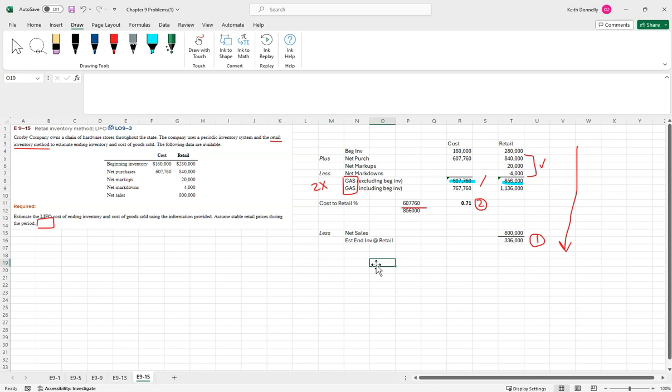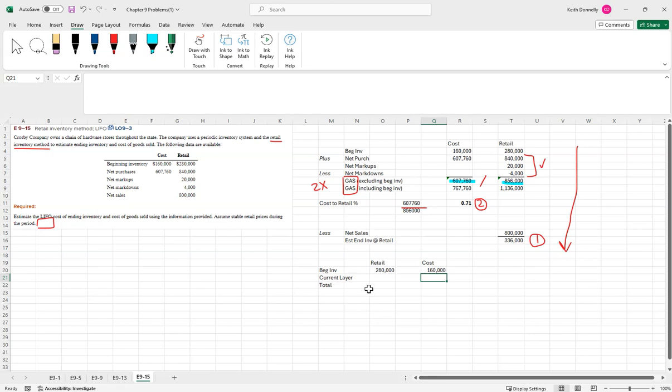Now we're going to build this out a little further down here. I'm trying to mirror the solution, how they present this in the PowerPoint. We will have a retail column and a cost column. We can have beginning inventory, the current layer, and the total. The beginning inventory at retail is 280. The current layer we'll come to. Let's figure out this one here: the cost is 160.